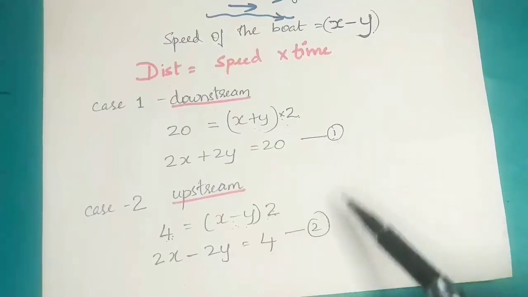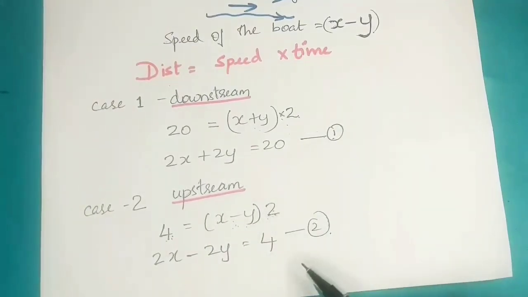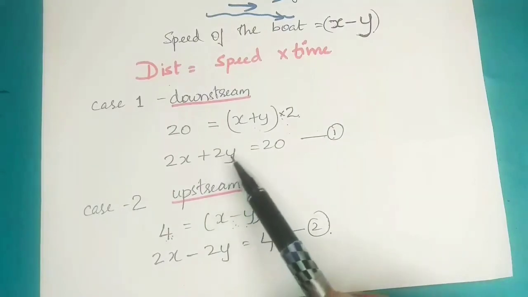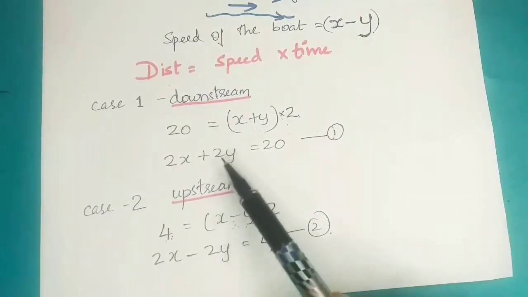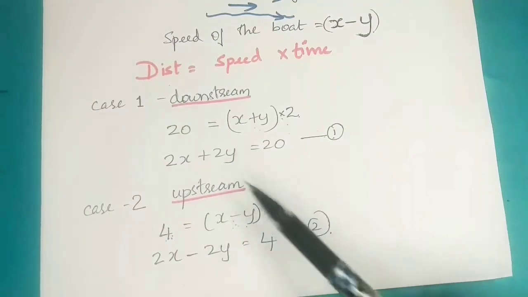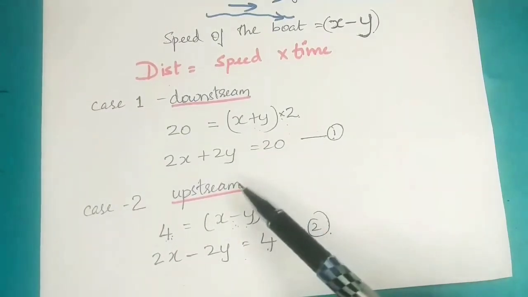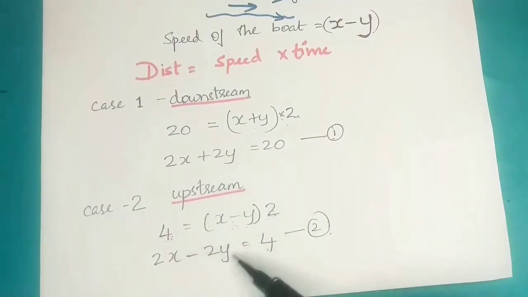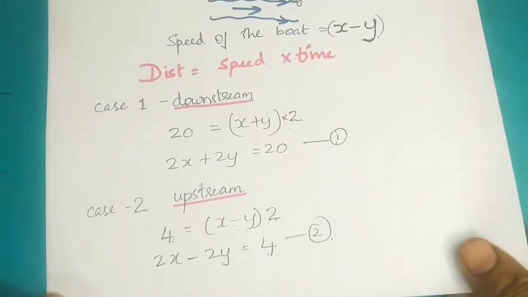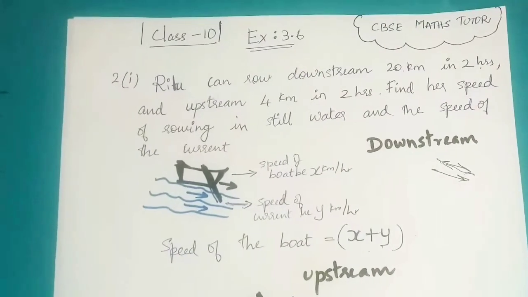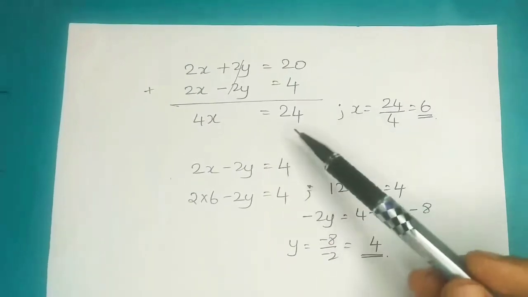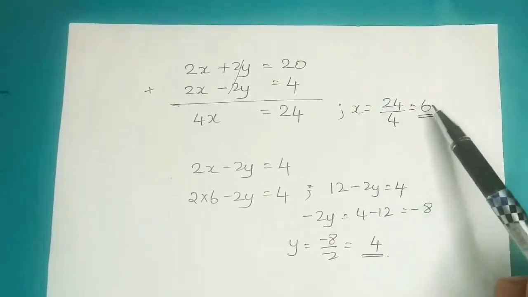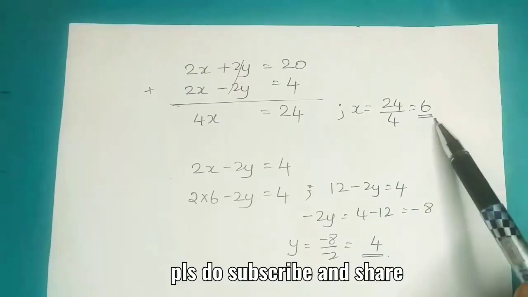When you verify the first and second equations, it is easier to use the elimination method because both equations have the same coefficient for the y variable and the sign is different. There is no need to subtract since the sign is already different. Just add these two equations. 2x plus 2y is equal to 20, plus 2x minus 2y is equal to 4. When you add, you get 4x is equal to 24. That means x is equal to 24 by 4, which is 6.